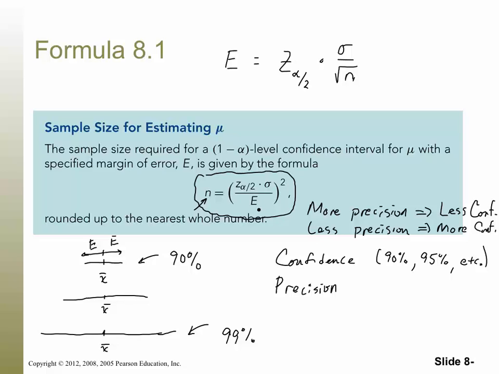So E is reflecting precision, and the Z value that you choose reflects the confidence. So for a given precision, E, and a given confidence, Z score, this tells you the minimum sample size you need to have those together. Does that make sense? So for a given margin of error, or precision, and a given confidence level based on a z-score, this formula tells you how big a sample size you're going to need to have those two things together. Anybody have a question on that? Okay. Last chance? Okay.